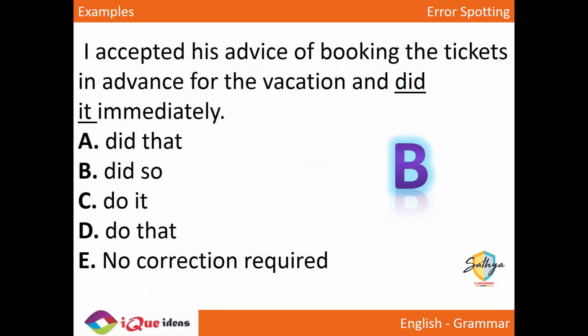So when somebody is advising you and you're doing what the person has advised, the right grammatical way to express this is to say "do so." I accepted his advice of booking the tickets in advance for the vacation and did so immediately. And "did it" will not come, "did so immediately." It means whatever was advised to you, you did the same thing. So the correct form is you did so immediately. Did everybody get this particular one? Did so immediately. Yes? Did you get it?